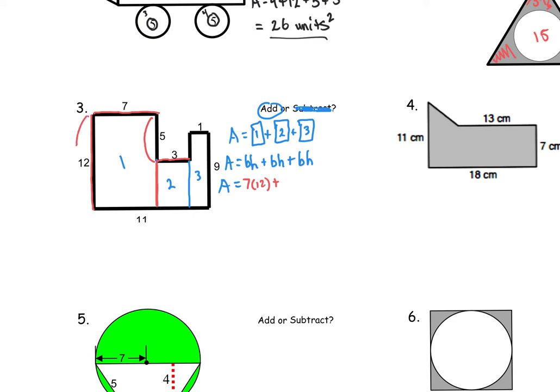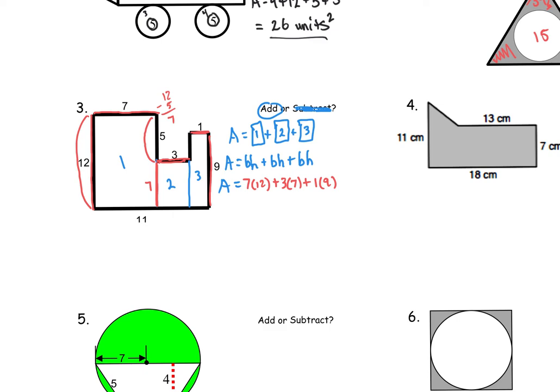So we have this total over here, which is 12. So if I do 12 minus 5, we're going to get 7. So this piece here is 7. So we're going to do, again, the base was 3 times the height of 7, plus, and now looking at the last rectangle, we got a base of 1 times a height of 9.